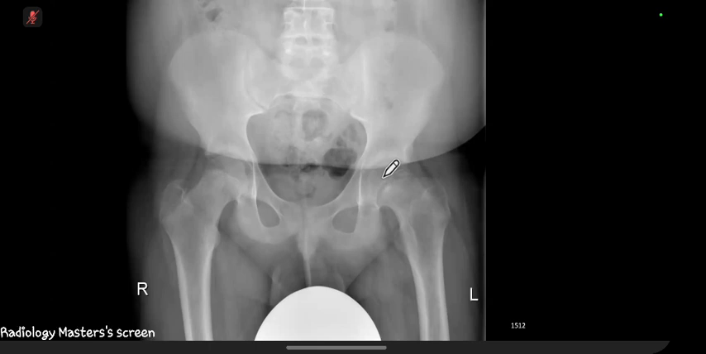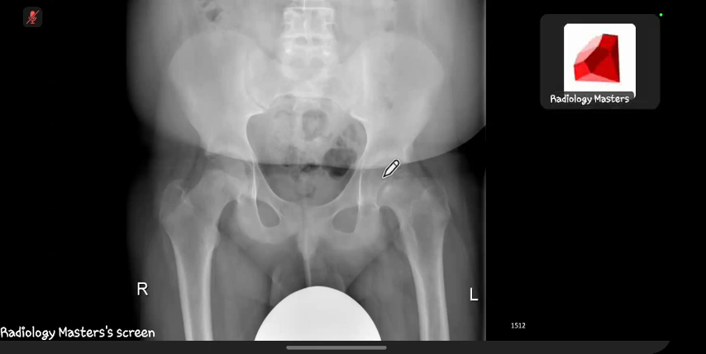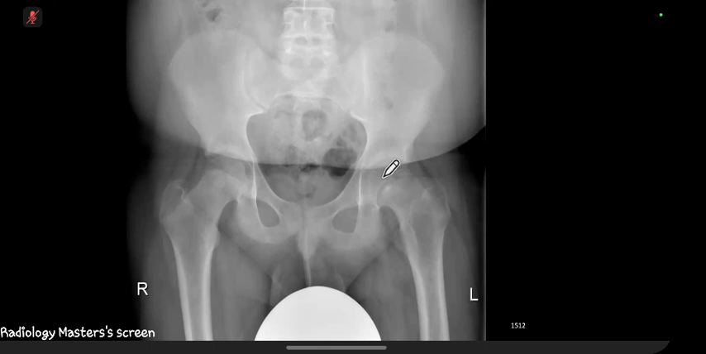Doing a frog lateral helps to accentuate the slip, but you should also do it for the other side because 20% are going to be bilateral. Okay, so do a frog leg lateral both sides. There's Klein's line, which doesn't intersect the epiphysis on the abnormal side, and it does on the normal side.